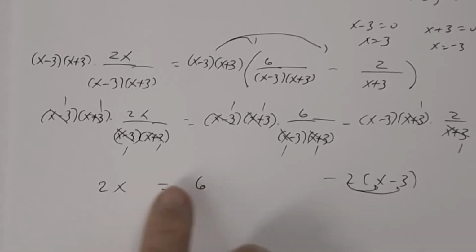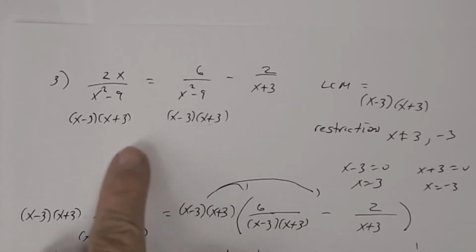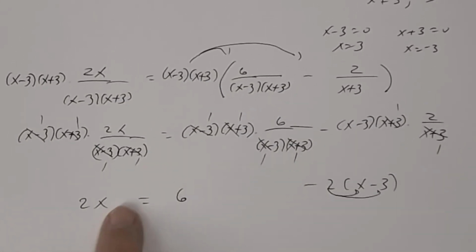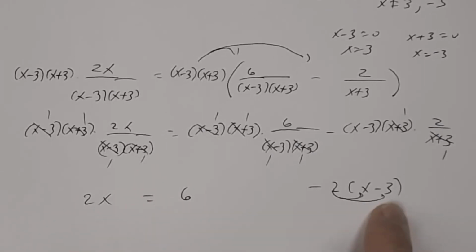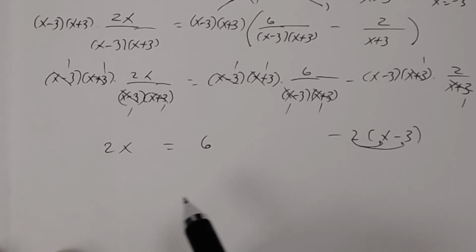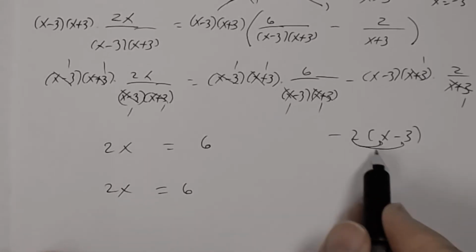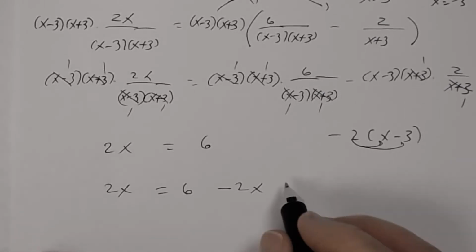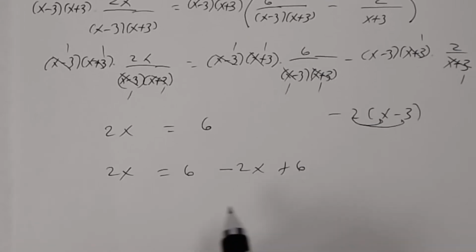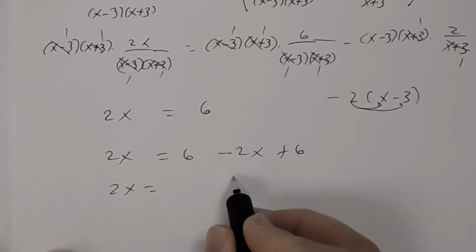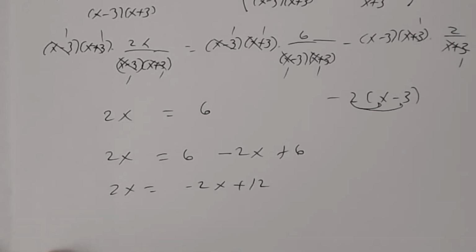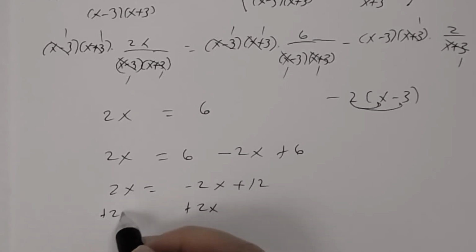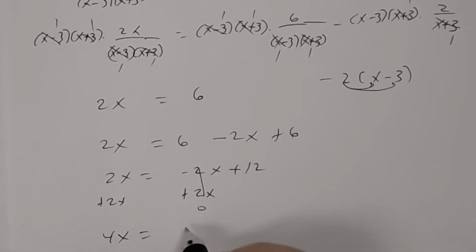So I want you to notice something. Notice I went from a rational equation, and what kind of equation is this right here? This is linear. All right, so let's solve this linear equation. So I get 2x equals 6, and then if I distribute the negative 2, I get minus 2x. Negative 2 times negative 3 is a positive 6. Okay? Combine like terms, I get 2x equal negative 2x plus 12. You all agree? All right. Adding 2x to both sides, I get 4x equal 12.